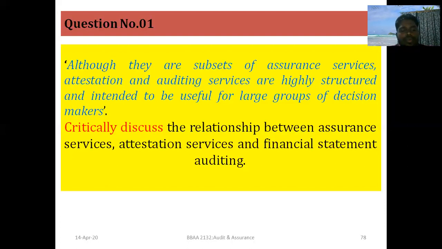Third one, you move to that: the audit of historical financial statements. Then you can say, audit of historical financial statements is a form of attestation service in which the auditor issues a written report expressing an opinion about whether the financial statements are in material conformity with accounting standards. That's all.